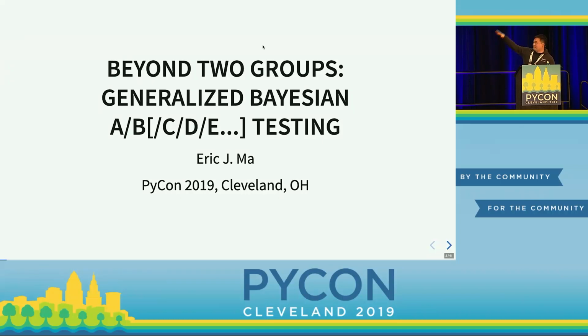The title, you can see it on the screen, Beyond Two Groups, Generalized Bayesian A, B, C, D, E, F, G testing. At the end of it, I hope it's pretty clear to you that this is basically my rant against canned statistical procedures, all right? We do not want canned statistical procedures. We want to do our statistics in a more principled fashion, and Python can be a great part of that.